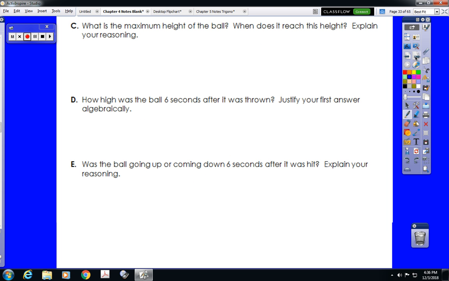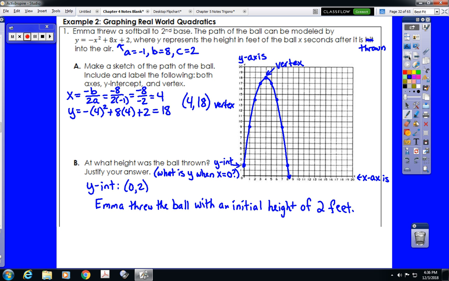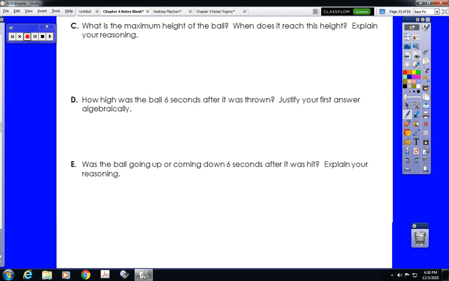What is the maximum height of the ball? When does it reach this height? Explain your reasoning. I mean, just look at the graph. At what point does the maximum height occur? It occurs at the vertex. The vertex, we've already stated, is at the point (4, 18). So the answer to all parts of this is located at the vertex, (4, 18).